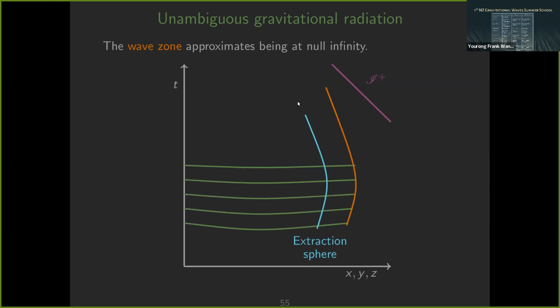But we can approximate it. What we can say is, if we go far enough away that we're in a region where space-time is roughly flat, and it's close enough to being at null infinity, we can look at extracting gravitational radiation here. But we have to be careful that with these BSSN equations, we have to move this outer boundary outside of causal contact of this extraction sphere. So that's not the best way of doing it.